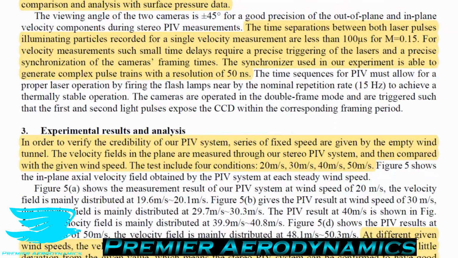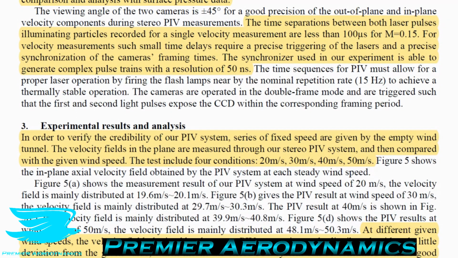Now on to how long you waited between two images. So the time separations between both laser pulses, and in each laser pulse they're taking images, were 100 microseconds. For velocity measurements, such small time delays require precise triggering of the lasers and a precise synchronization of the camera's framing times. So they used the synchronizer, which had a resolution of 50 nanoseconds, so it's really good.